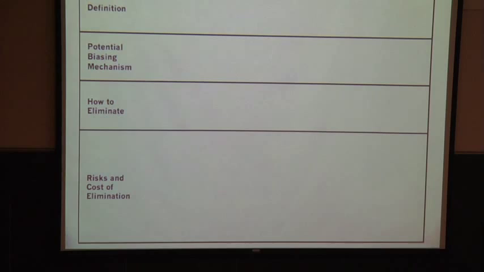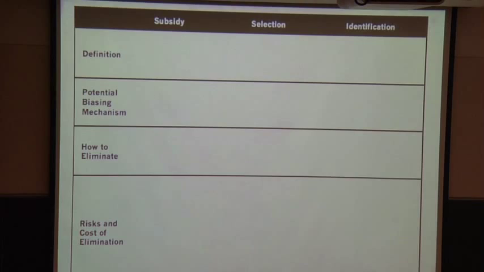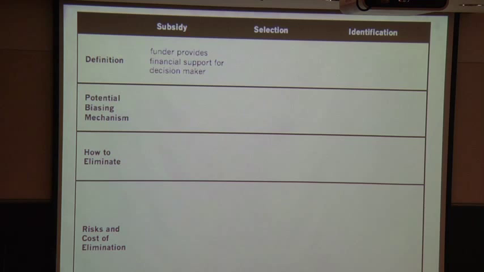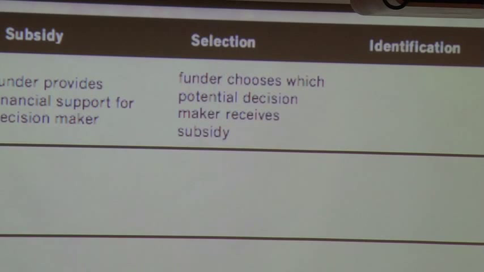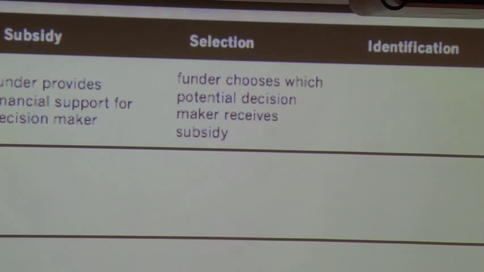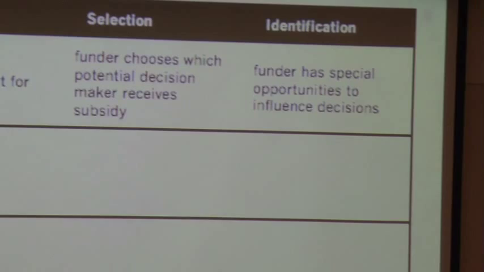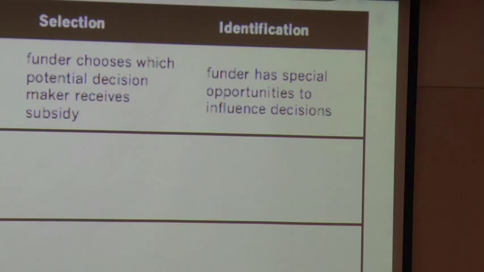So there are three kinds of dynamics here. The subsidy dynamic, which is produced by money that's being given. So subsidy, the definition here, a funder provides financial support for a decision maker. That produces a subsidy. There's a selection dynamic. The funder chooses which potential decision maker receives the subsidy. And that's a particular dynamic that comes with funders having that power. And identification, funder has this special opportunity to influence the decisions. Okay, so that's the definition of the elements to this problem.